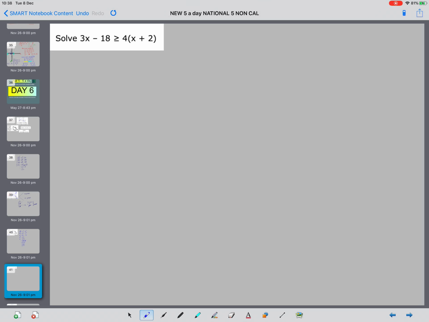Next one. Okay, we've got 3x take away 18 is greater than or equal to 4 bracket x and 2. Okay, we're solving an inequality here. Very similar to equations. We're going to get rid of that bracket first of all. So we multiply the 4 by the x and the 4 by the 2. So nothing changes on the left hand side. This becomes 4x and 8.